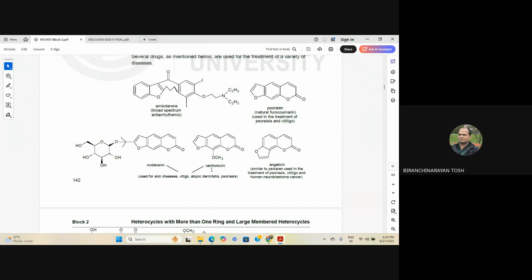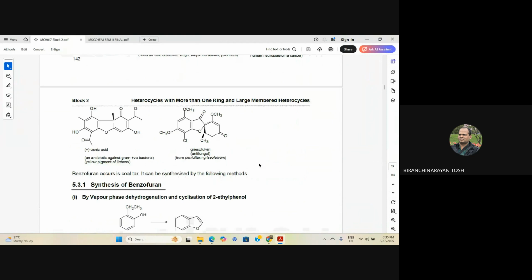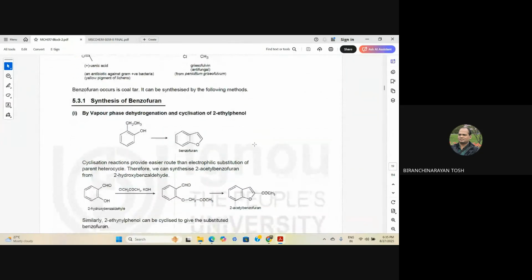So this one, xanthotoxin, which is used for skin disease, vitiligo, atopic dermatitis, and also psoriasis. Angelicin, similar to psoralen, is used in the treatment of psoriasis, vitiligo, and human neuroblastoma cancer. So these are some drugs. Here also some more examples are there which contain the benzofuran nucleus. Now we move toward the synthesis.